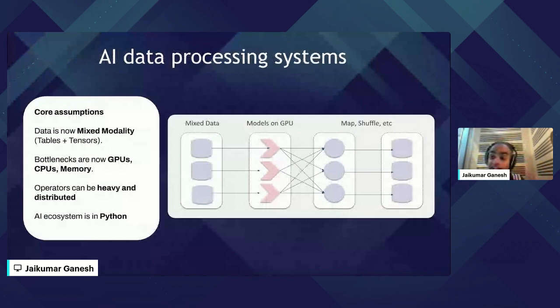On the other hand, AI data processing systems have a different set of core assumptions. Data is now mixed modality and includes tensors. Bottlenecks are not just CPUs and memory, but also GPUs. Operators are heavy and distributed, as they need to take care of data across multiple machines. And the AI ecosystem is built in Python.